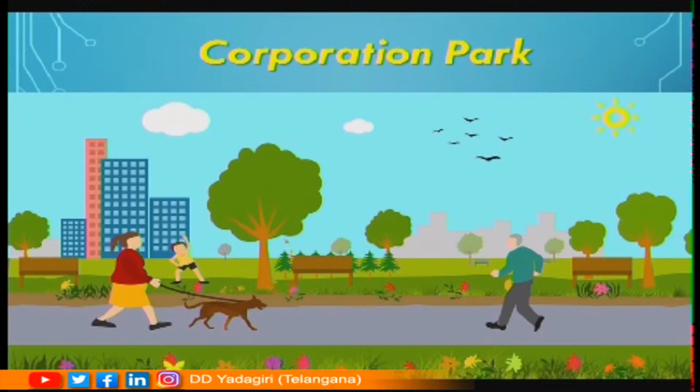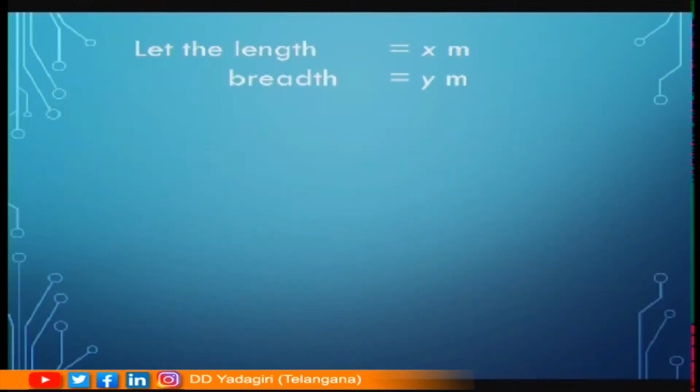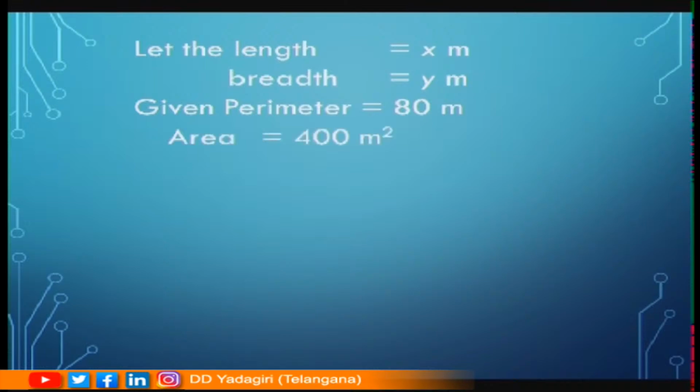So, what do we do? I consider the length as x meters and breadth as y meters. What is the perimeter given to us? It is given as 80 meters and the area of the park should be 400 meters square. Therefore, the perimeter is 80 meters, and we know the formula for the perimeter is 2 times of x plus y, 2 times of length plus breadth, where we have taken length as x and breadth as y. So, 2 times of x plus y is equal to 80.